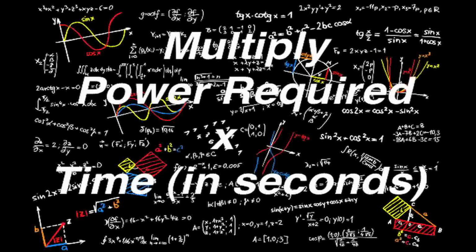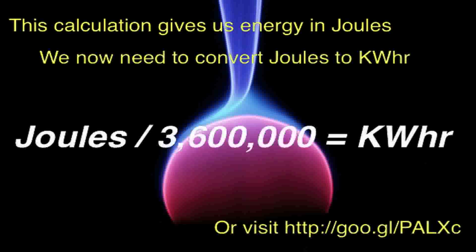Our next step is easy. We just multiply our required power that we found from the label by our time that we're using our device in seconds. After we've done this quick calculation, we have our energy in joules.